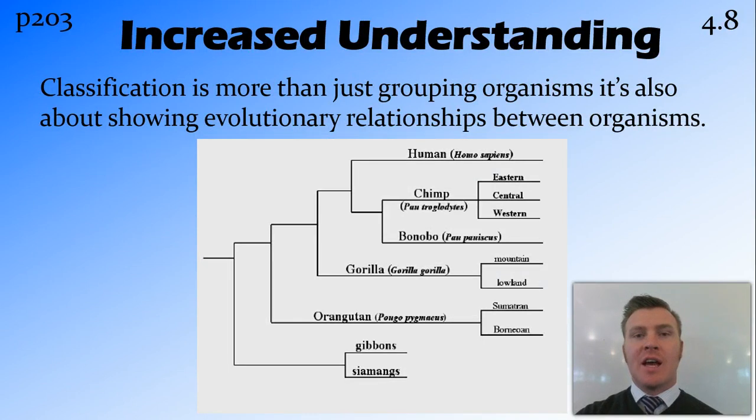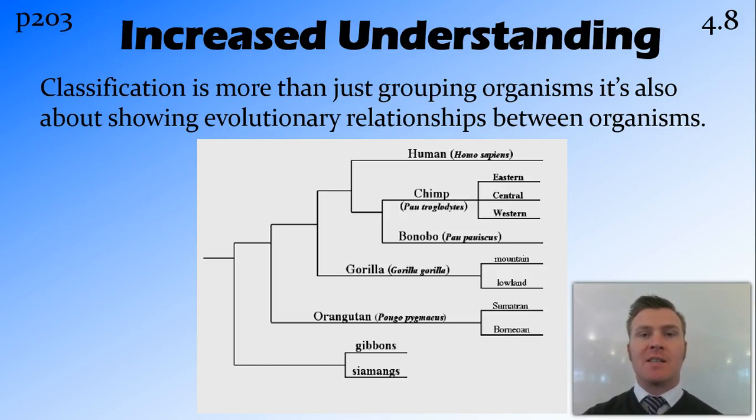So classification and the study of taxonomy gives us an increased understanding of life around us. It's not just putting things in boxes and giving those boxes a name. It shows the evolutionary relationships between the organisms. And as I said before, we've been able to use in particular DNA sequencing to show that humans are very closely related to the chimpanzee and the bonobo, and less related to the gorillas, while the chimp and bonobo are quite closely related to each other.